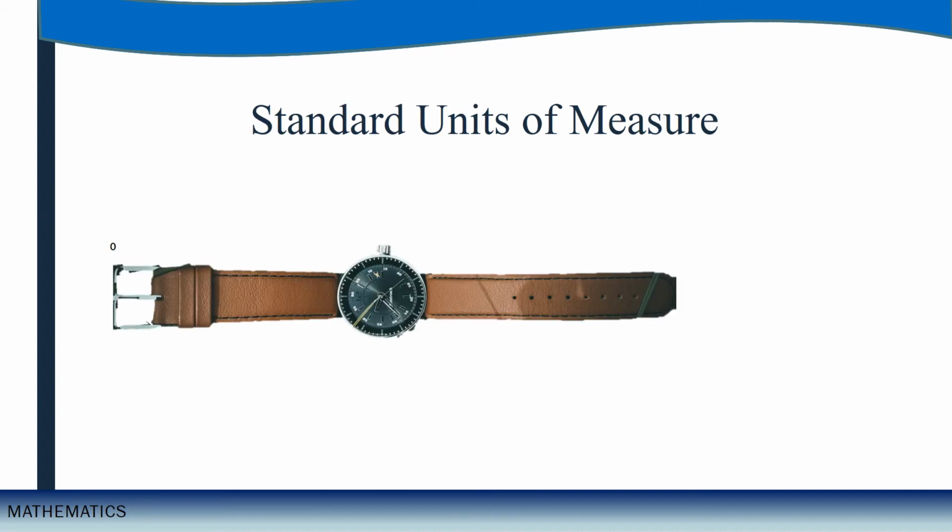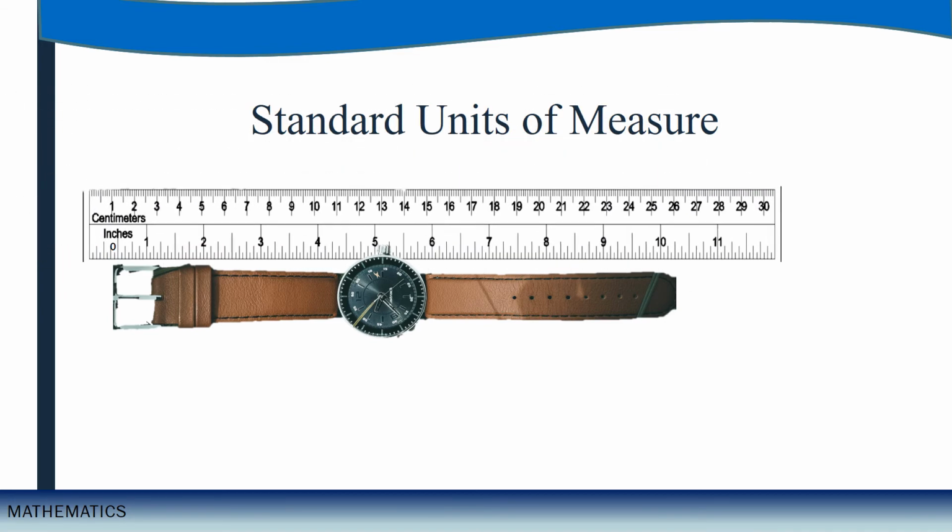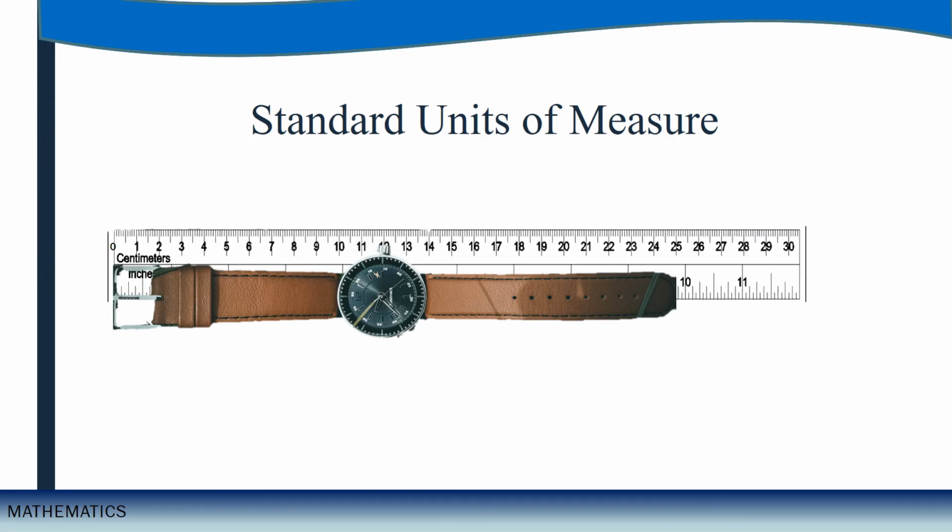Boys and girls, we will be using the centimeter scale to measure the length of the watch for Mark. Centimeter is a metric unit of length used to measure small objects. To measure with the ruler, you line up the 0 mark on the ruler with the starting point on the watch. Let's put in our starting point.